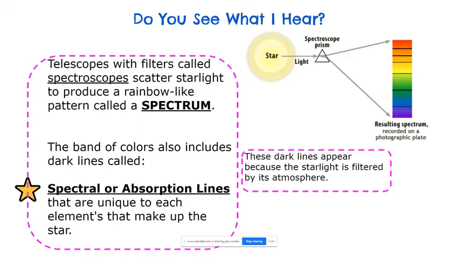Telescopes with filters called spectroscopes scatter the starlight to produce a rainbow-like pattern called a spectrum. The bands of colors also include dark lines, which are called spectral or absorption lines. These are going to be these right here, as you can see from my mouse. These are going to be unique to each element that makes up the star itself. The dark lines appear because the starlight is filtered by its atmosphere.